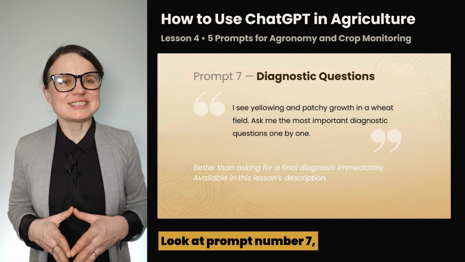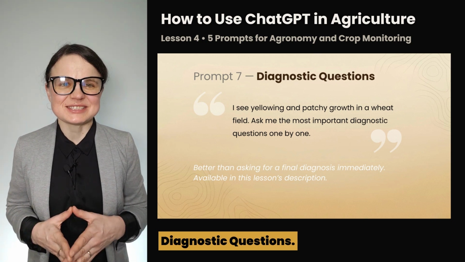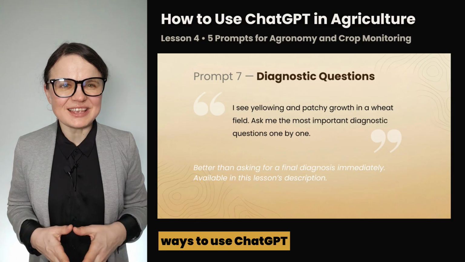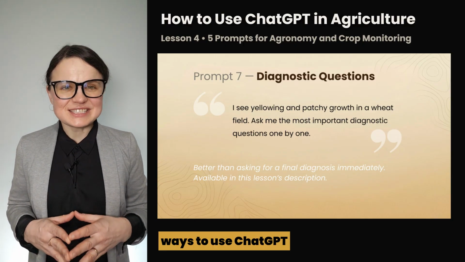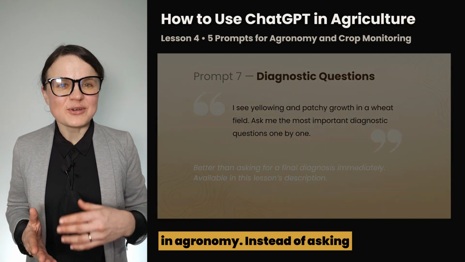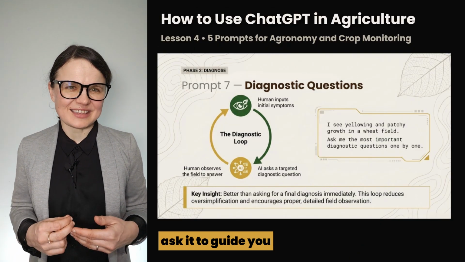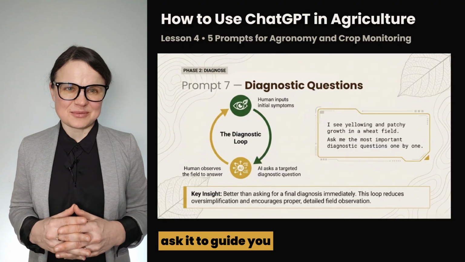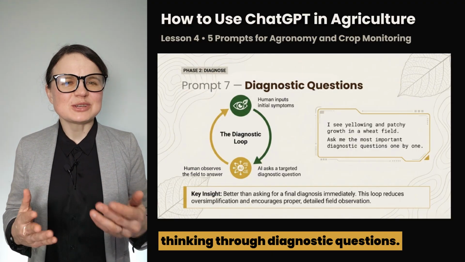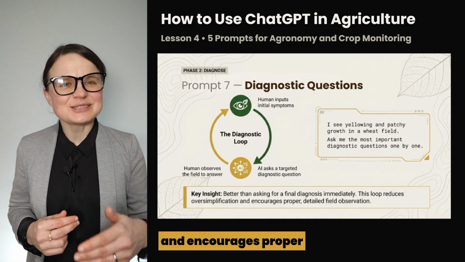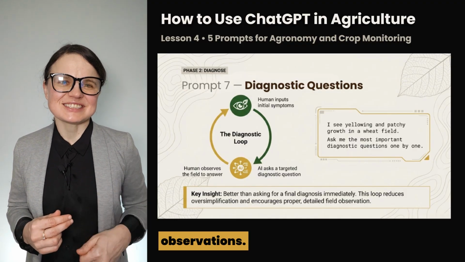Look at prompt number 7, Diagnostic Questions. This is one of the best ways to use ChatGPT in agronomy. Instead of asking it for a final answer, ask it to guide your thinking through diagnostic questions. This helps reduce oversimplification and encourages proper observations.